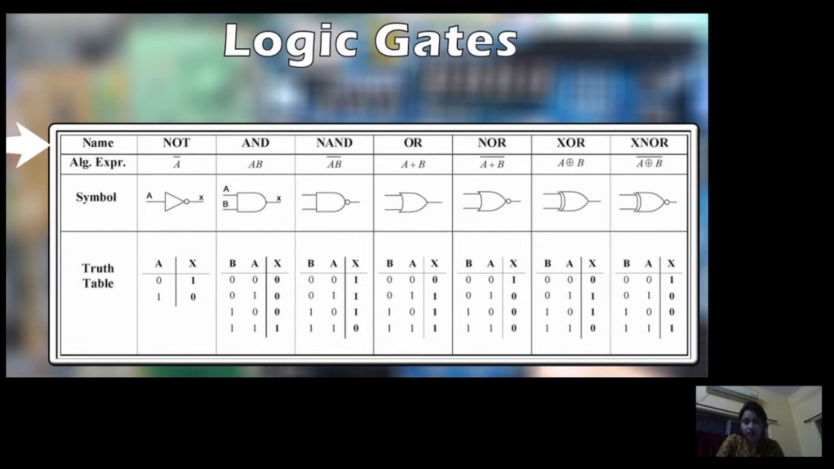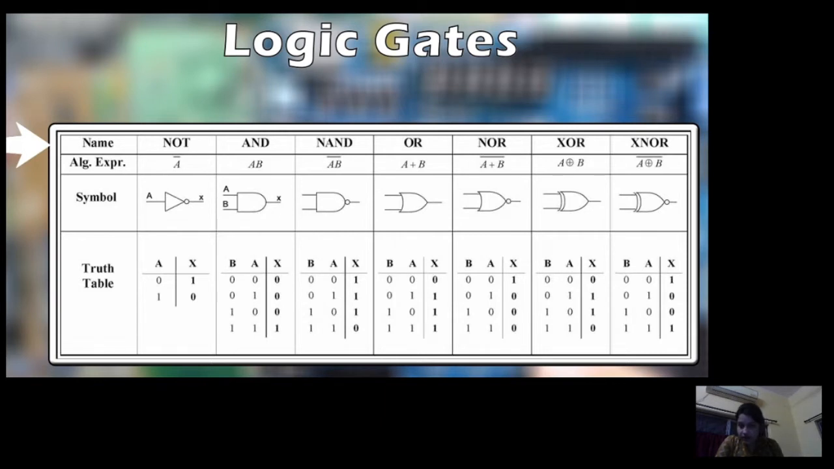Now I'm going to explain the logic gates, which is a very important part of electronics. Now see which of the different available gates are NOT, AND, NAND, OR, NOR, XOR and XNOR. Out of these, the fundamental gates are OR, AND, NOT.